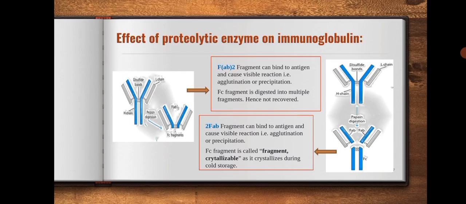When an antibody molecule is treated with papain, 2 Fab fragments are generated that can bind to antigen and cause a visible reaction, that is agglutination or precipitation. The Fc fragment generated is also known as fragment crystallizable, as it crystallizes during cold storage.